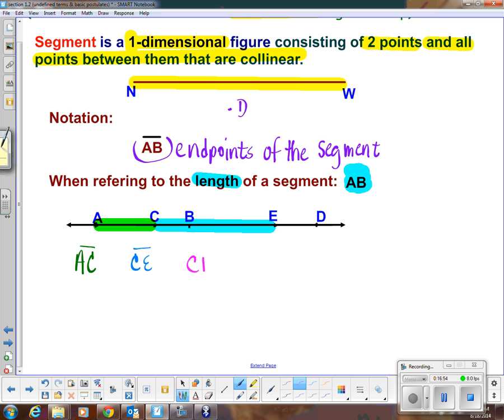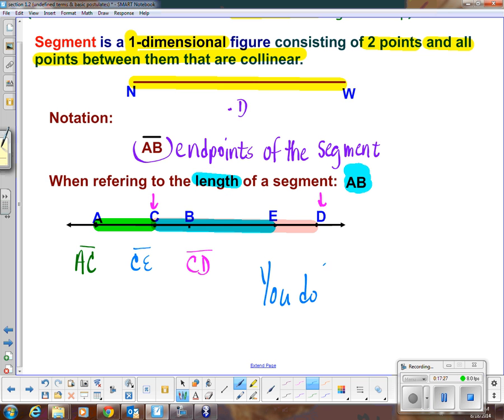Now if I want to talk about, how about segment CD? That means it starts at C and ends at D. So I'm going to get my pink highlighter, and that's going to be the segment from C all the way over to D. Starts at C, stops at D, all points in between. So to name a segment, it's two capital letters with a segment bar on top, and those capital letters must be endpoints.